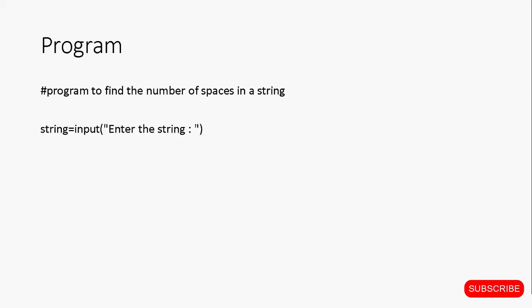First, we will write a comment that tells us what this program is about, and therefore the comment: hashtag program to find the number of spaces in a string. Now we have to have the user input as a string. I will store it in a variable string, and therefore the command: string is equal to input, enter the string.